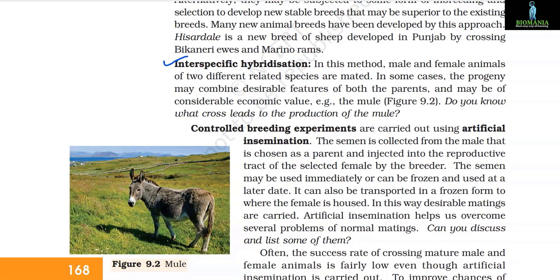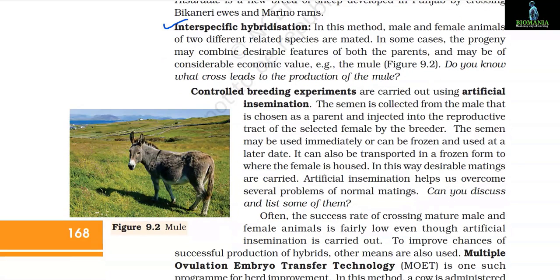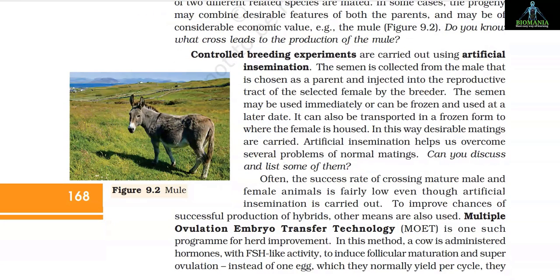Interspecific hybridization. In this method, male and female animals of 2 different related species are mated. In some cases, the progeny may combine desirable features of both the parents and may be of considerable economic value. Example, the mule. Do you know what cross leads to the production of the mule?